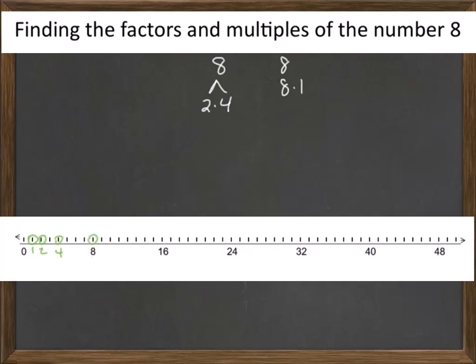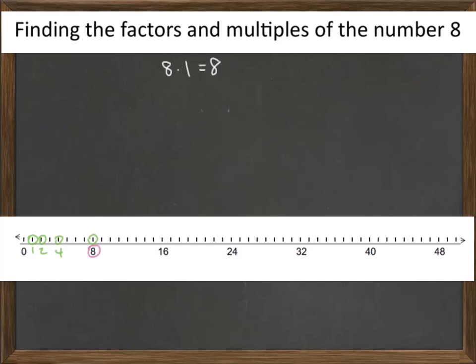Okay? So those are the factors of 8, but what are the multiples of 8? Well, what does the word multiple sound like? The word multiple sounds like multiply, doesn't it? So to find the multiples of 8, we just keep multiplying 8 by different numbers. So in other words, 8 times 1 is 8. So the first multiple of 8 is itself, 8.